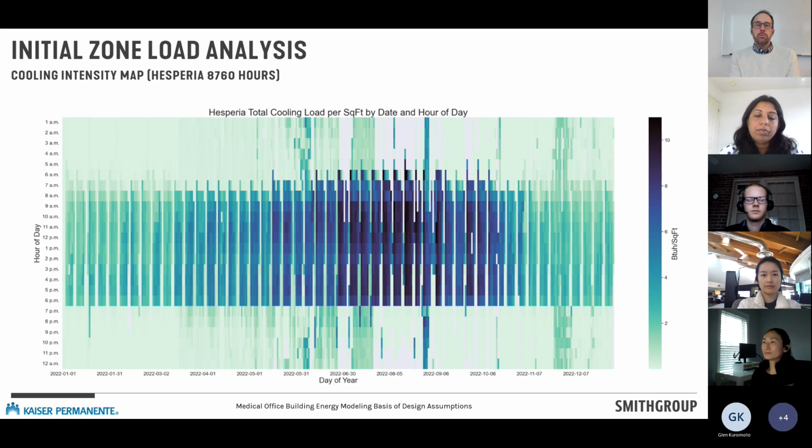And then this slide is the same as the previous one in terms of data. It's just a little more granular. So along the x-axis is the day of the year as opposed to the month of the year, and then the hour of the day. So all 8,760 hours of cooling load. And again, the rest of these are in the appendix as well for the other 7 facilities.